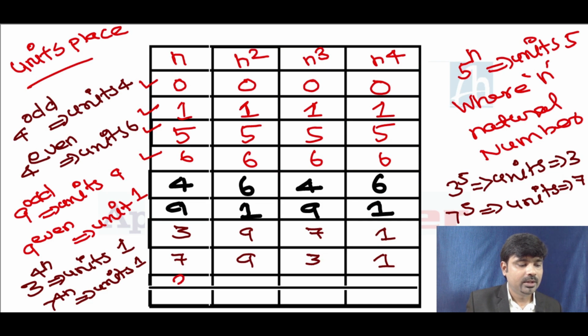If I take 2, 2 square is 4, 2 cube is 8, 2 power 4 is 16, unit place 6, then power 5 is 32. That means again the same cycle repeats after 4 terms.